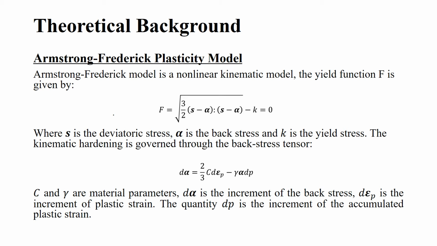Armstrong-Frederick model is a nonlinear kinematic model. On Abaqus library, the von Mises yield function is given by F, where S is the deviatoric stress, alpha is the back stress, and K is the yield stress. The kinematic hardening is governed through the back stress tensor. C and gamma are material parameters that can be obtained by an appropriate material calibration procedure.